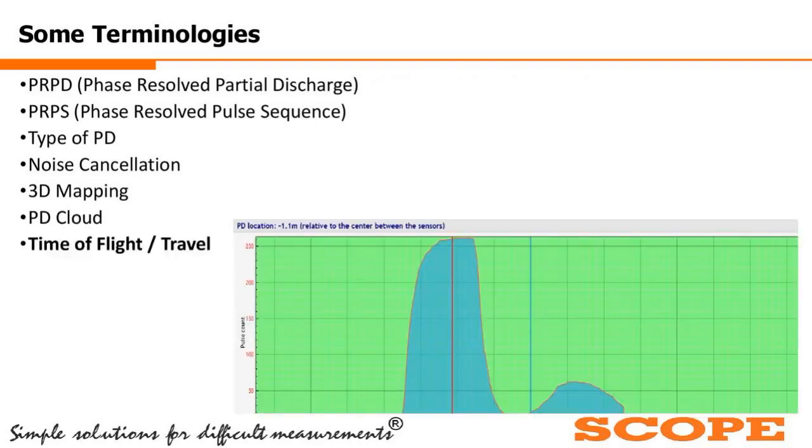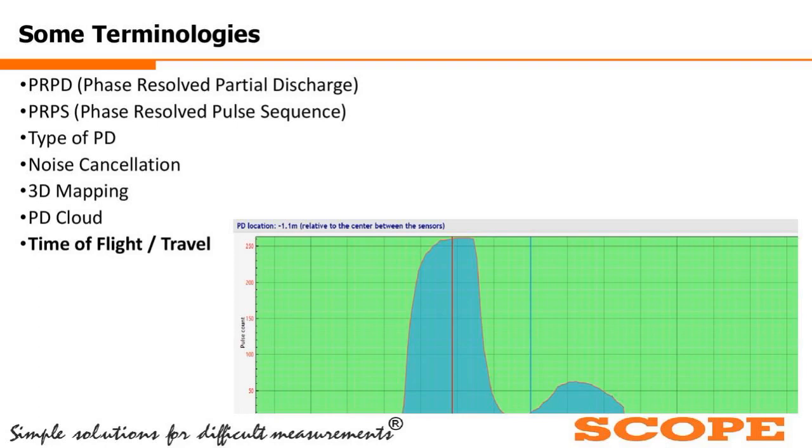And time of flight or time of travel, this feature is very useful when it comes to location finding, PD location, where it is. Because the last point is that, okay, the moment you got the answer, yes, PD is happening, but where it is happening, that is the thing. Until and unless I know where it is happening, I don't know anything.